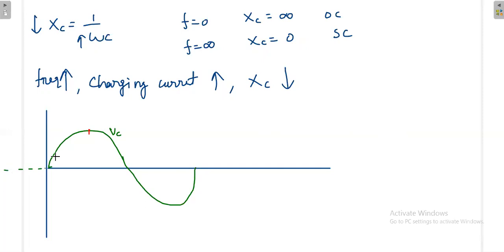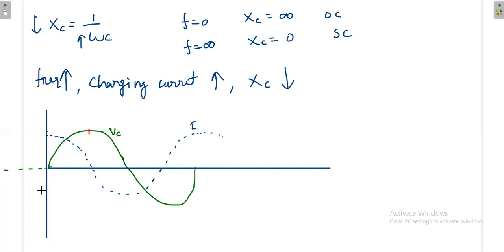So again you have to shift by 90 degrees. Then this point will become here. Again, your waveform will start from here, then it goes like this, then it increases like this, it goes like this. Now this is the current waveform IC.